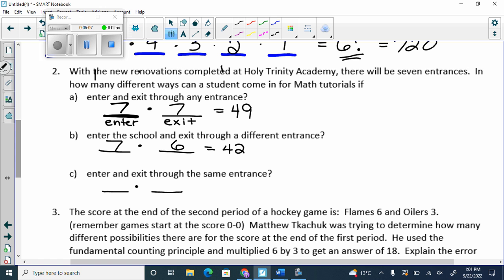Now I have to enter and exit through the same entrance. So let's think about it. How many options do I have to enter through? 7 still, right? But now see, I enter through the front doors. Here I am. Do some math. Now I'm going to exit. How many ways do I have to exit if I have to exit through the same doors? I'm like, hey, entrance, I'm going to exit you. How many ways is that? 1. I'm telling you, if you visualize what you're doing, these questions are a heck of a lot better.